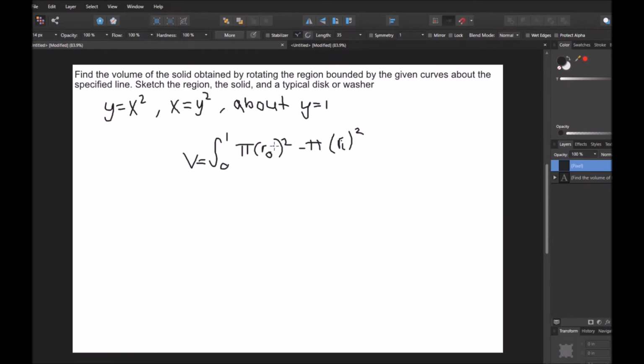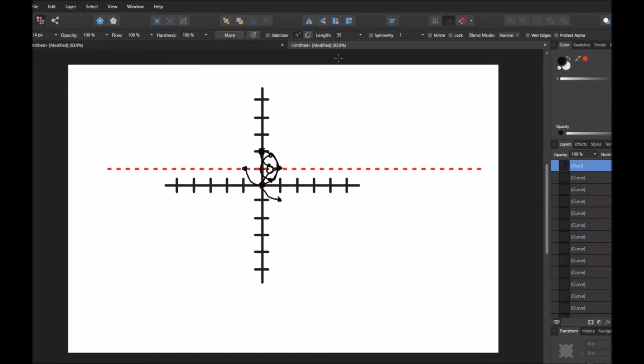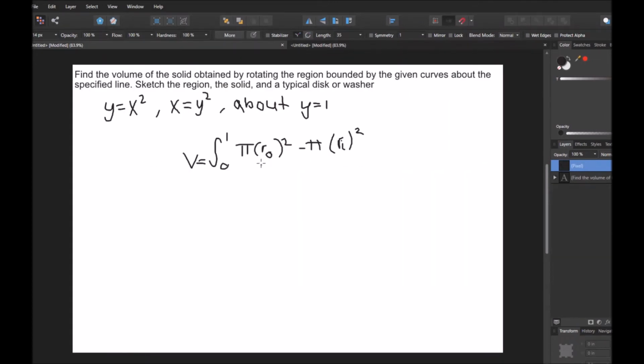So let's just start by finding the outer radius first. When we look at the outer radius, we have to take into account this y equals 1 that we rotated around. And we know that the outer radius is this thing right here, and we know that this was given by the curve y equals x squared. So because of this line y equals 1, our outer radius is going to be 1 minus x squared. And we are going to be integrating it with respect to x, by the way. So it's 1 minus x squared.